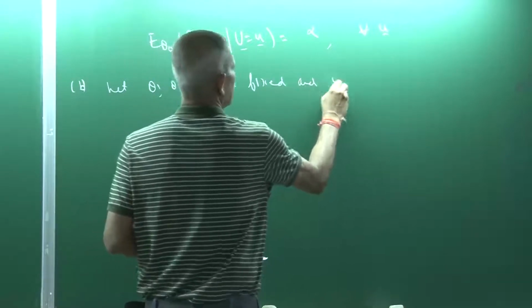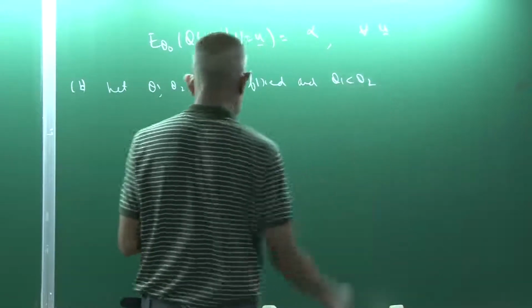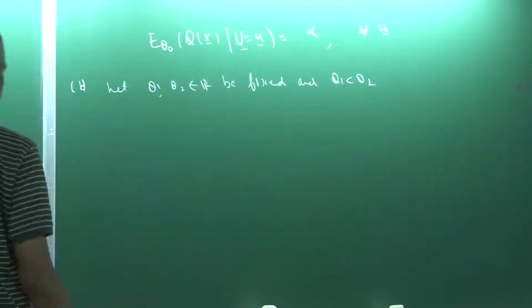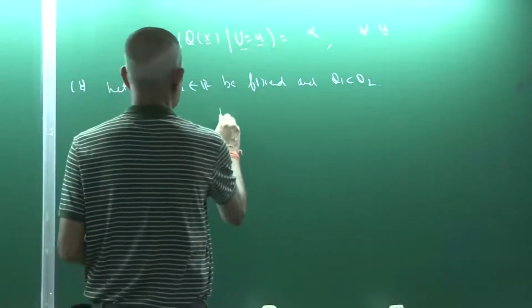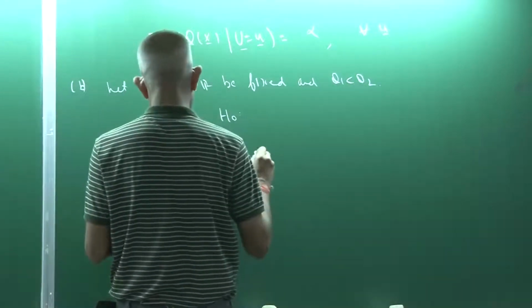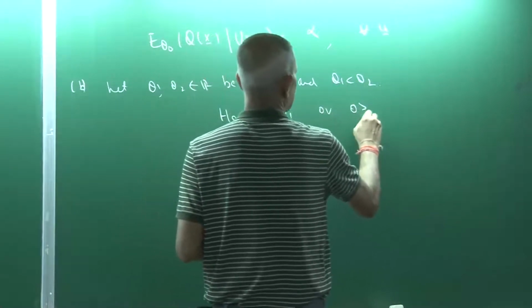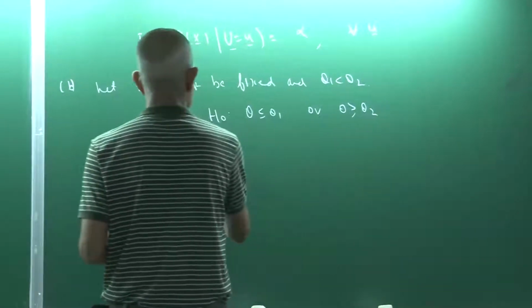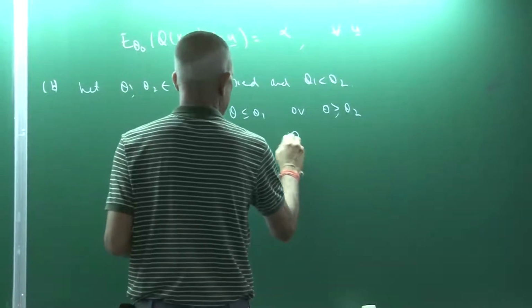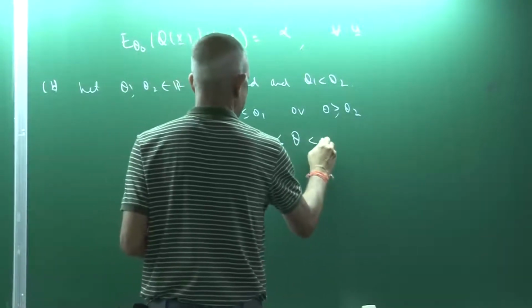Second situation could be, let theta 1, theta 2 in R be fixed and theta 1 is less than theta 2. What I do is I consider testing H naught: theta less than or equal to theta 1 or theta greater than or equal to theta 2, against theta lies between theta 1 and theta 2.